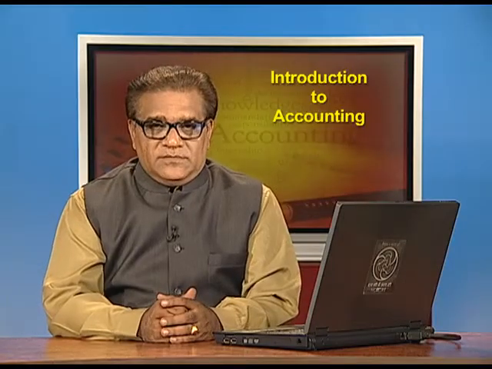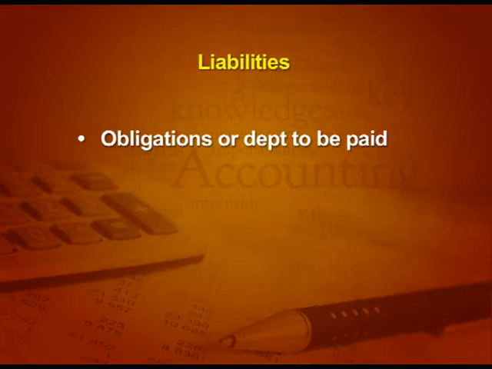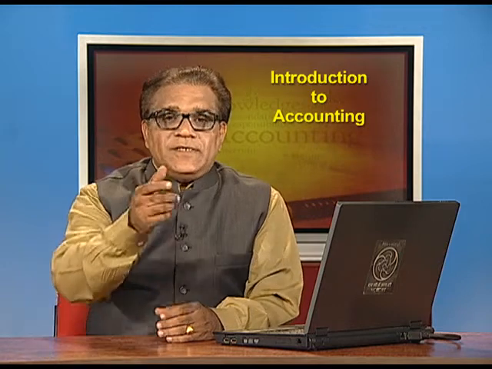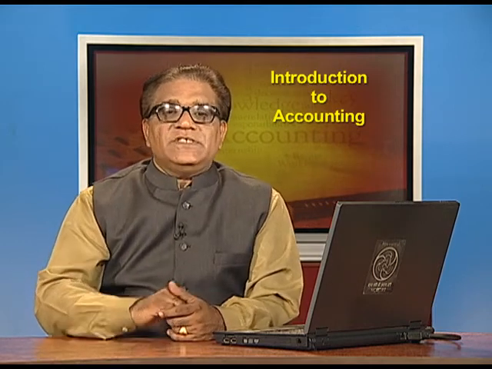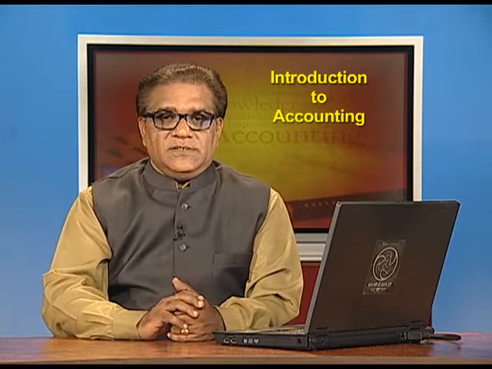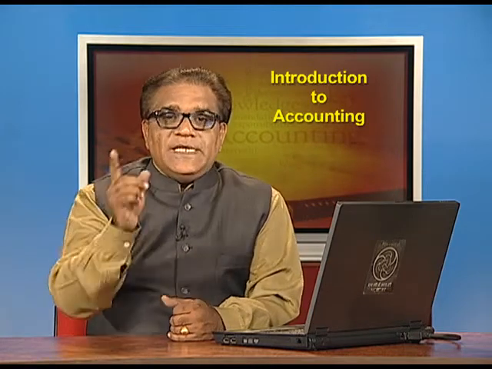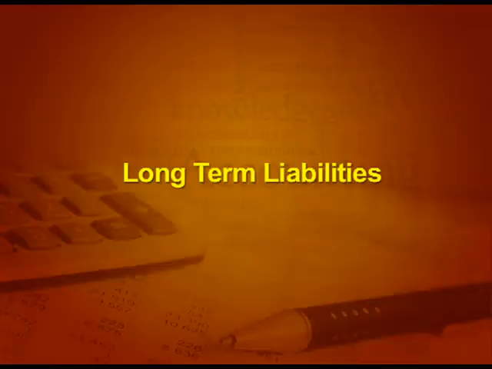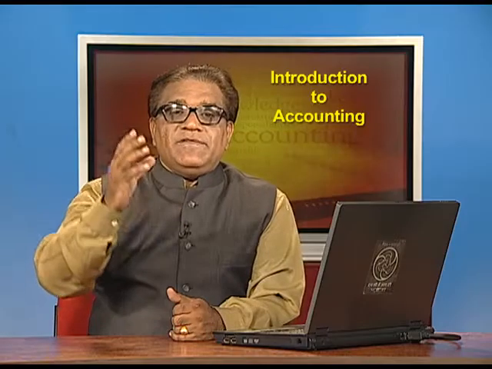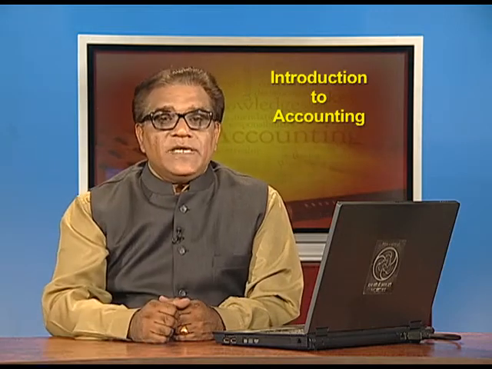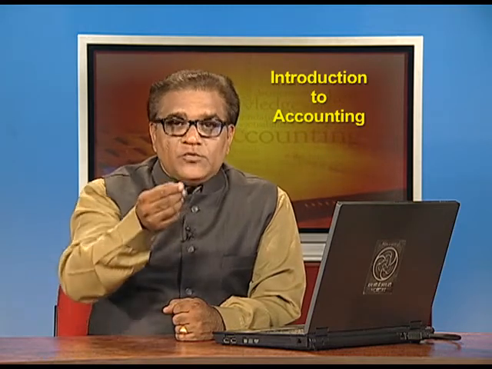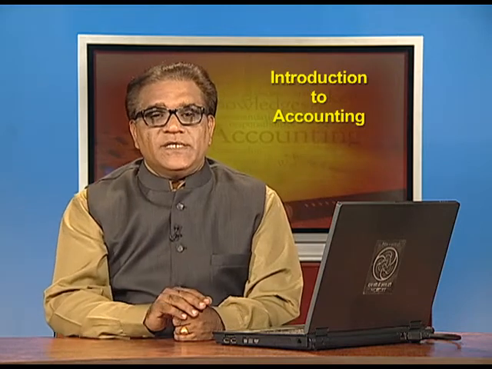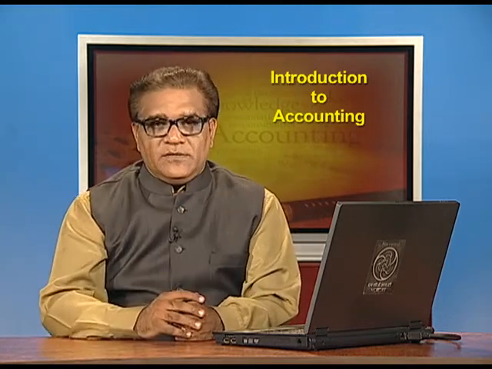Now, what is a liability? Liability is an obligation or a debt which has to be paid. Paid to whom? Creditors who give us the goods on credit. Loan which is given by the bank or somebody else, but we have to repay it. It can be long term, it can be short term. Long term liabilities are like when we have taken a loan for 7 years. Short term liability is like creditors which we have to pay within 2-3 months, whatever period they have offered us, we have to pay within that period.